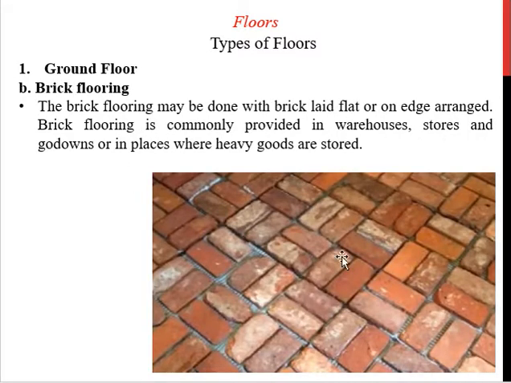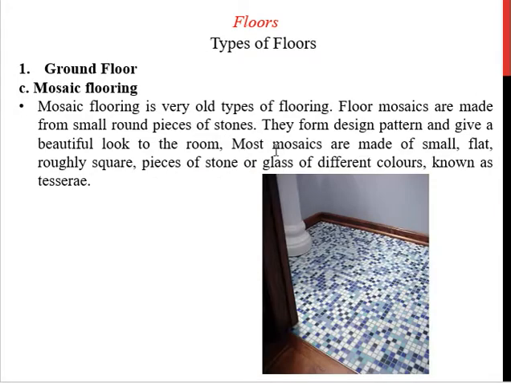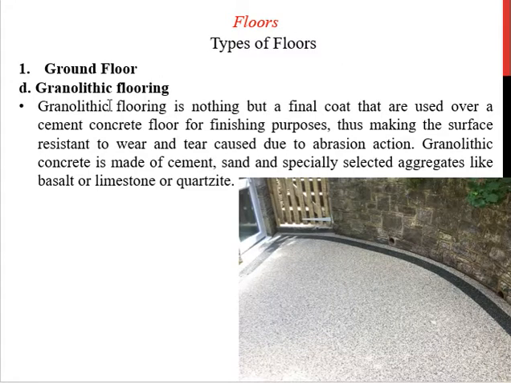After that we have brick flooring, when we use bricks either laid flat or laid on edge. Next we have mosaic flooring, which is made from small pieces of stones. This is a picture of a mosaic flooring. If you are using that mosaic on the ground floor, then it will be a mosaic flooring. Next we have granolithic flooring.